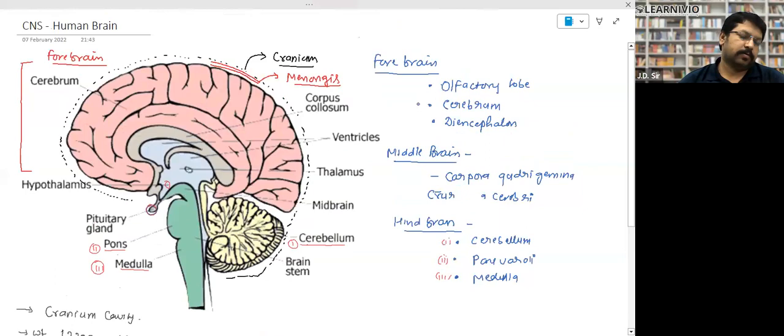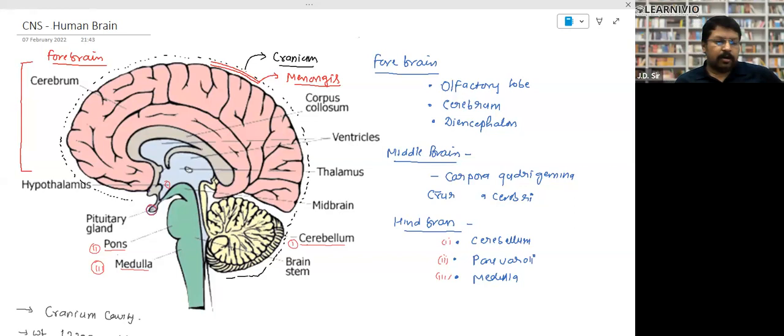This is the human brain. The human brain remains inside a box that is called the cranium. Inside the cranium, there are certain membranes. They are called meninges. Right. This upper pink color part is called forebrain. And this violet color part is called midbrain. This is the smallest one. Then this blue color and this flower-like structure, this is called hindbrain, right?